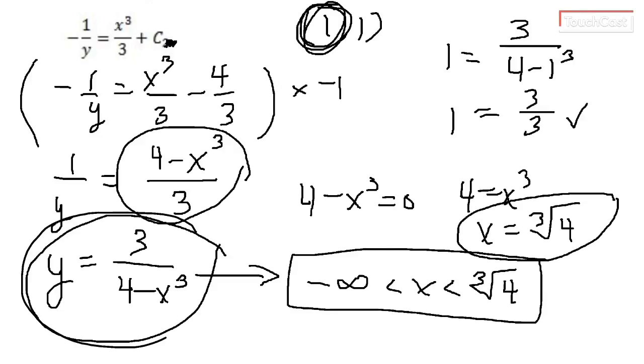So this is my solution, y equals 3 over 4 minus x cubed, and my solution is good on the domain negative infinity is less than x, which is less than cube root of 4.